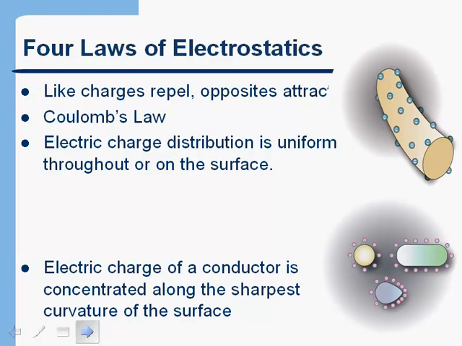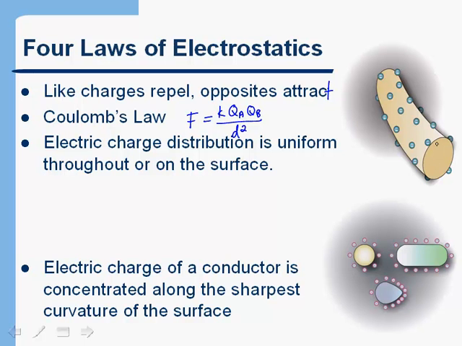Your book refers to 4 laws of electrostatics, and I just want to go over what those are. So we've really covered 2 of them already. The first one is just that like charges repel and opposites attract. The second is Coulomb's law, which again we just talked about, that the force between two charges is proportional to each of the charges and inversely proportional to the square of the distance between them. The next law that's covered in the book is that electric charge distribution is uniform throughout or on the surface. And let me talk a little bit about that.